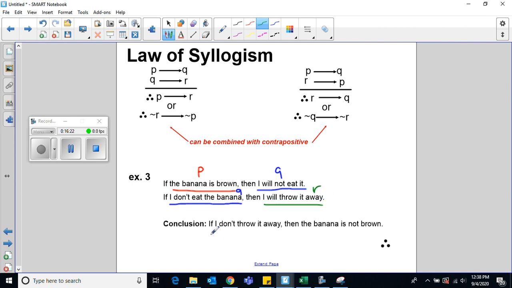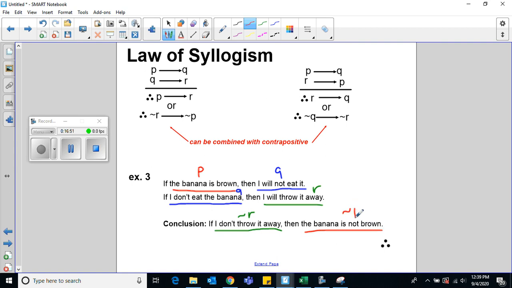And then our conclusion is if I don't throw it away. So throw away is here, but this one says I will throw away. This one says I don't throw it away. So we know this is not R, or the opposite of R. And then the banana is not brown. So banana being brown is P, but this is not brown. So this is not P.